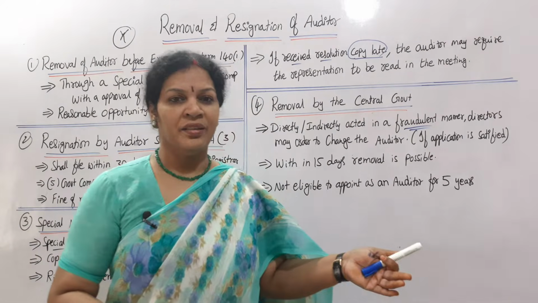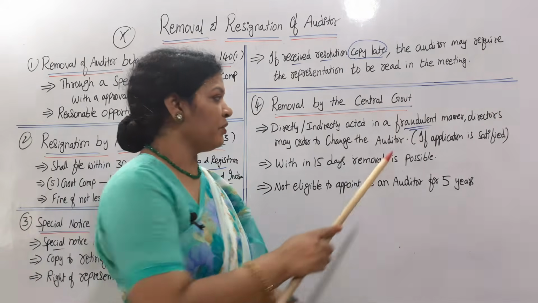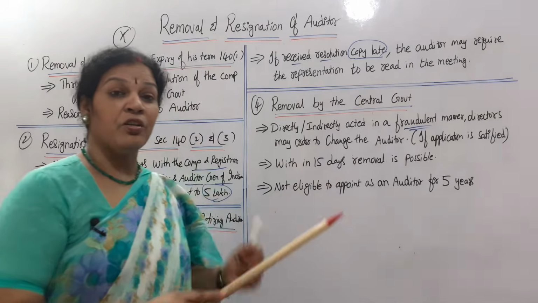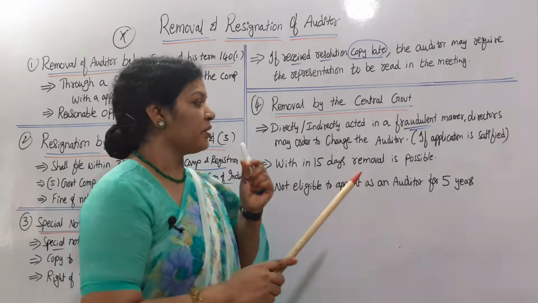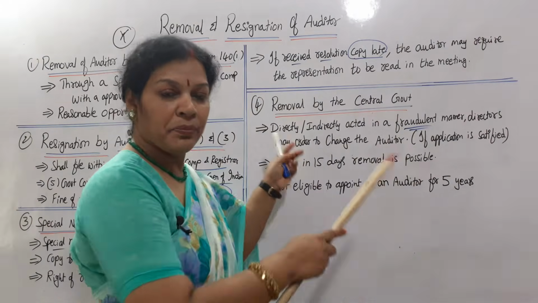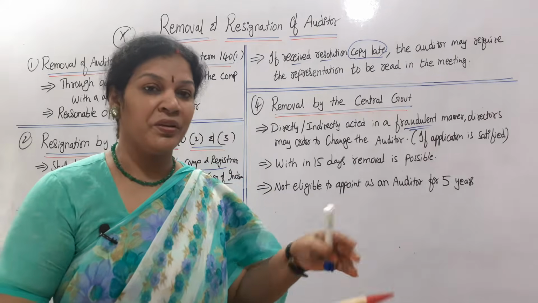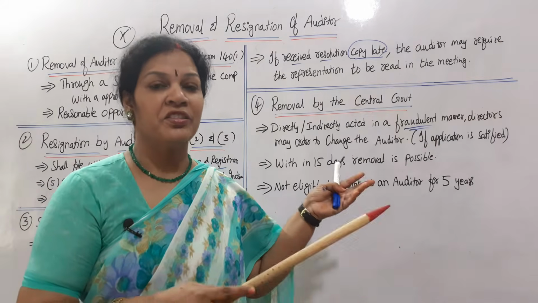Directors may change the auditors. They may request the central government, in fact. So they may request the central government to remove this auditor. And if the application is not satisfied, they may put in the application again. If the application is not satisfied, then removal is difficult.